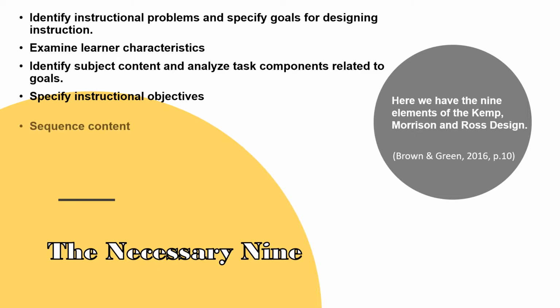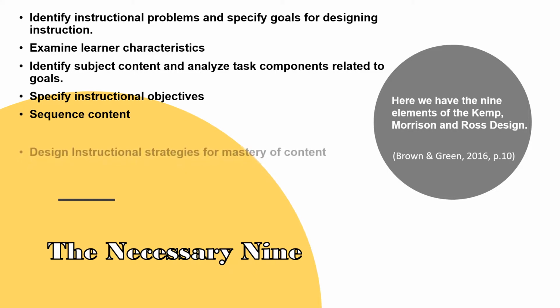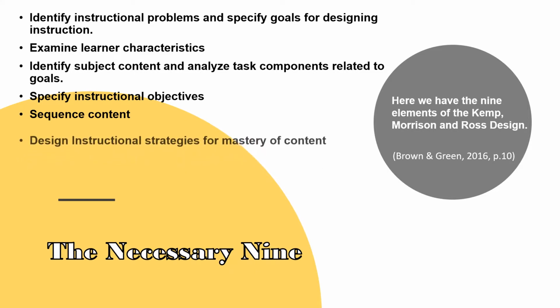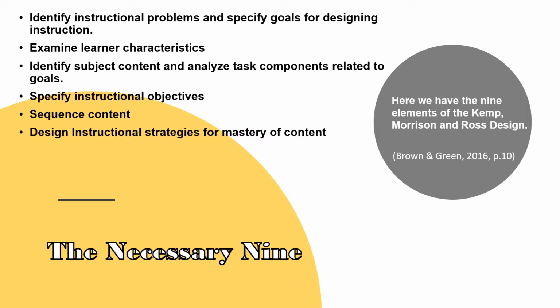Kemp, Morrison, and Ross state that this allows the efficient ordering of content in such a way as to help the learner achieve the objectives in an efficient and effective manner. Our next concept is to design the instructional strategies for mastery of content. Kemp, Morrison, and Ross explain this method is to translate the instructional design plan into a unit of instruction. This means determining how we will communicate the objectives to our specific learners. What methods will be most effective?